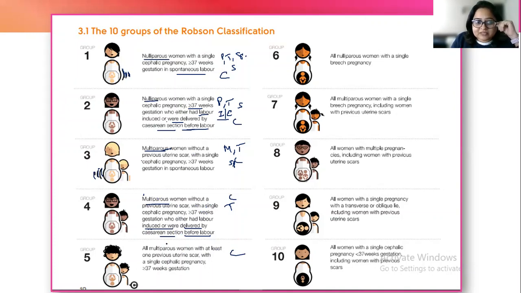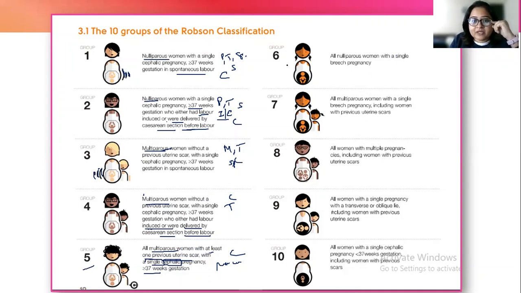Primary, primary, multi, multi. Number 5 is all multiparous women with at least one previous scar, with a single cephalic pregnancy at term. So this is basically a previous cesarean, 1 or 2 or 3, or any other uterine scar, with term pregnancy and cephalic presentation, a single baby. This becomes group number 5.